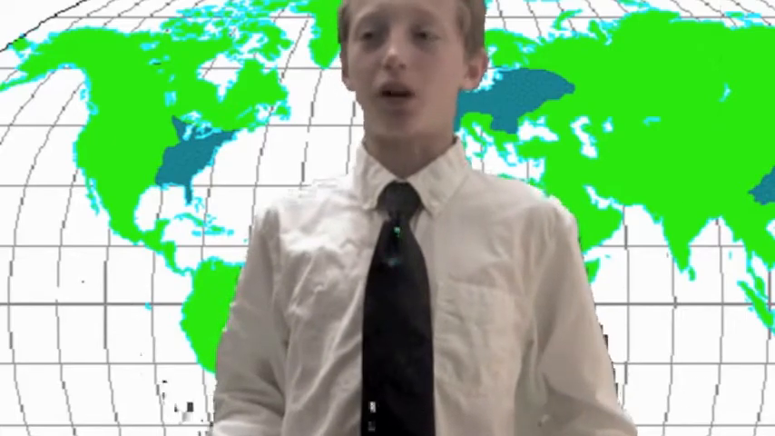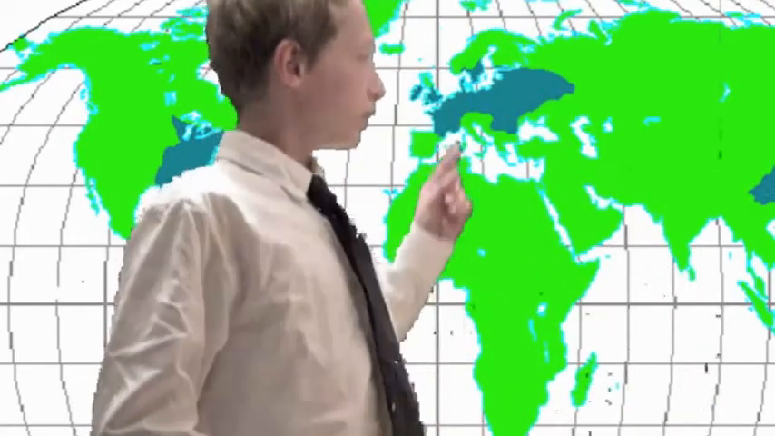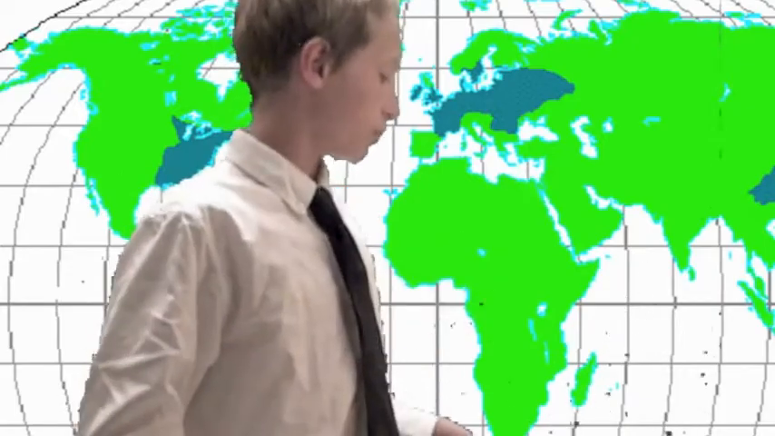The temperate forest. As you can see in this map, the temperate forest occupies the east coast of the United States, some parts of South America, and it also occupies the majority of Europe, East Asia, and some parts of Australia.